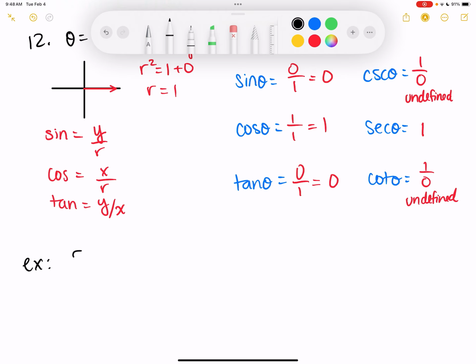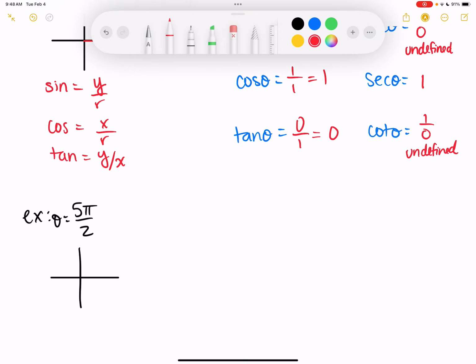5 pi over 2. So same thing, but we're using radians this time. So I've got my little graph. Now 5 pi over 2 is more than 1 whole time around, because 1 whole time around is 2 pi. So this is pi over 2, pi, 3 pi over 2, 4 pi over 2, 5 pi over 2. So this is 5 pi over 2 here, straight up and down.